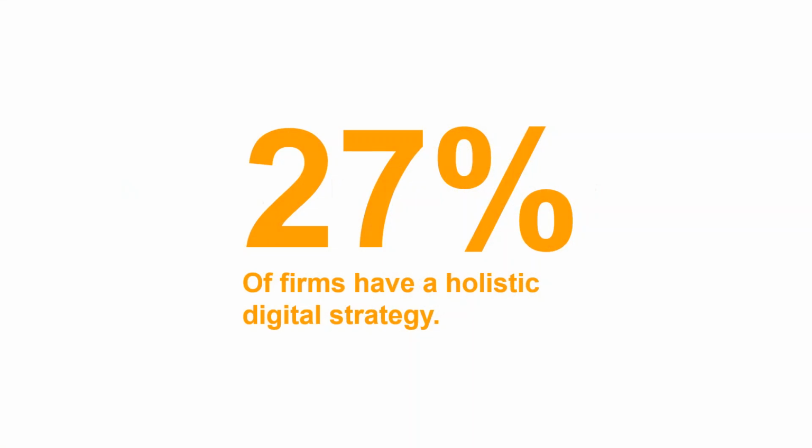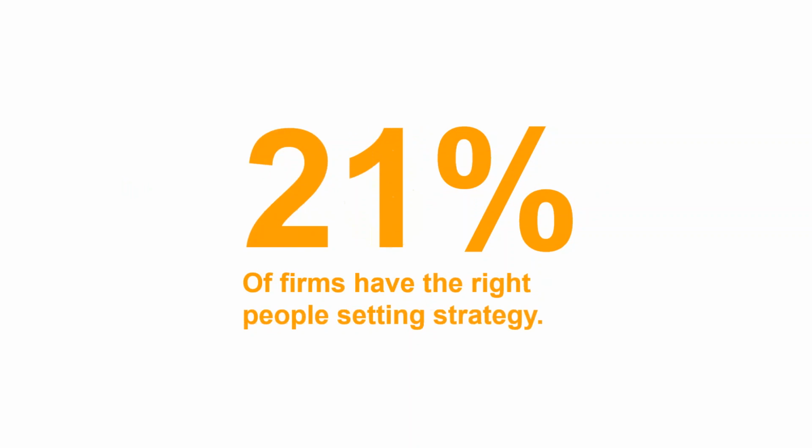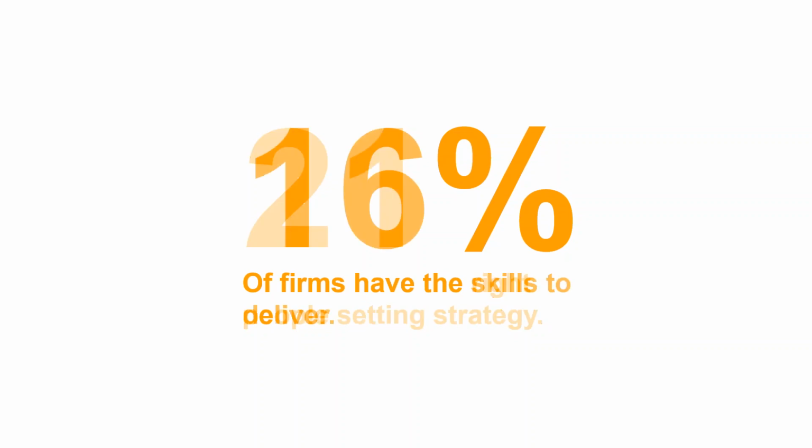So the digital strategy. I'm starting off with a few stats. We see that around a quarter of firms report they have a holistic digital strategy. So a digital strategy that goes across the whole business. For around half, basically have a limited digital strategy. 21% of the people we surveyed in businesses believe they have the right people setting the strategy. So that's a point of concern. That's 80% saying, well, we have a strategy, but it wasn't actually set by the right people who actually understand our customers and their needs.